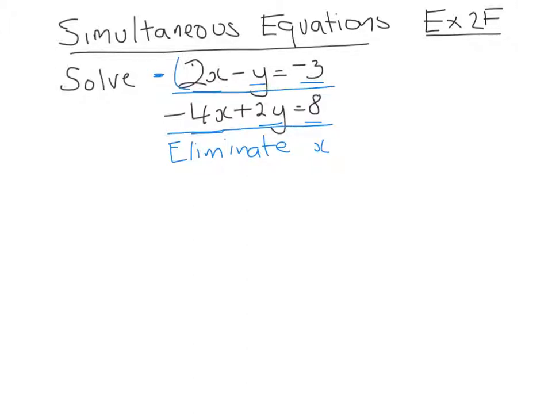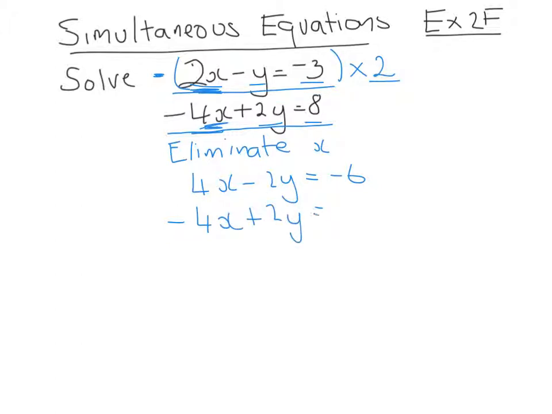So what I'll do is I'll multiply this equation by 2, because 2x times 2 will give me 4 lots of x. 4x's in the top row will cancel with 4x's in the bottom row. So if I multiply the top line by 2, that'll be 4x minus 2y is equal to minus 6. And in the bottom row, minus 4x plus 2y is equal to 8.